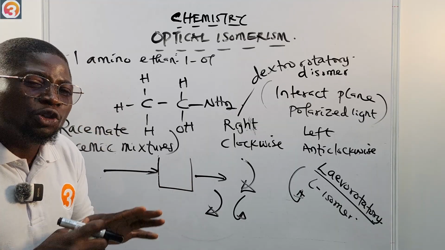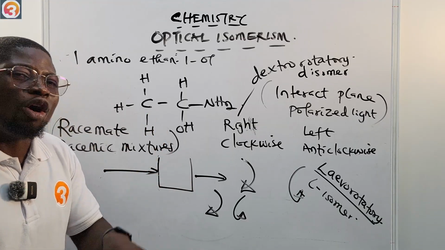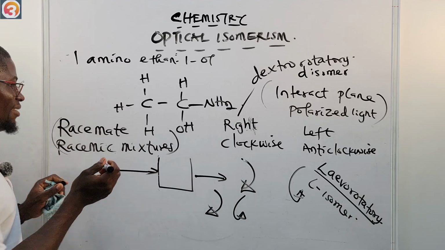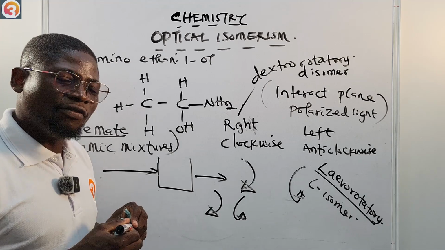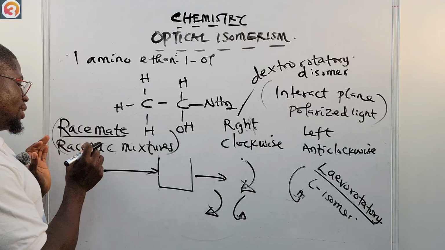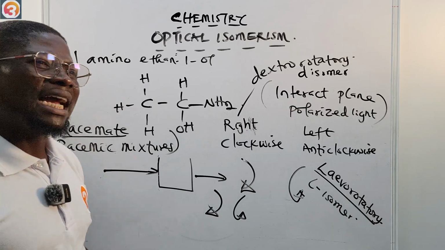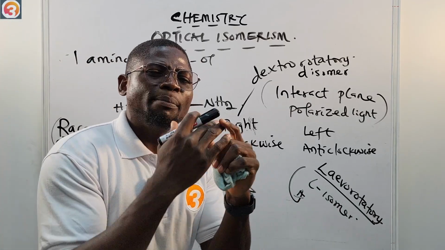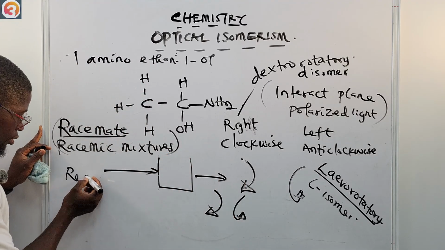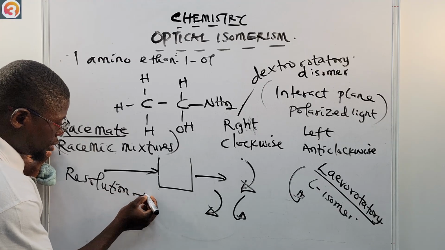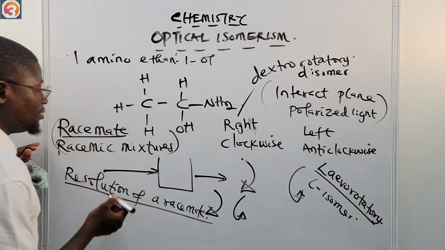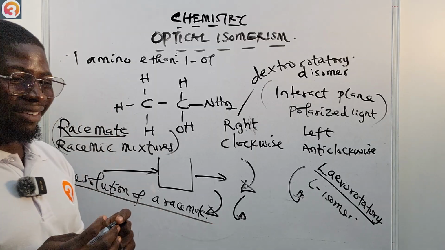So once we have enantiomers in equal proportion, or 50-50, we have what we call a racemate. Equal proportion, the same proportion. That is a racemate. So we now have a racemic mixture that is formed, and sometimes we will be able to separate these racemic mixtures. If we want to separate them, we call that process the resolution of a racemate.